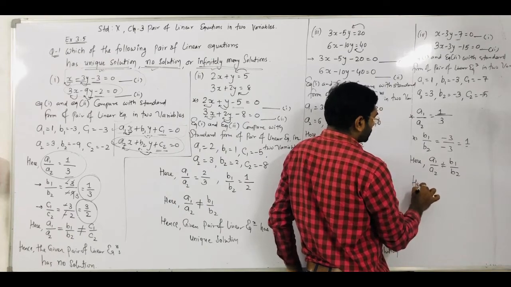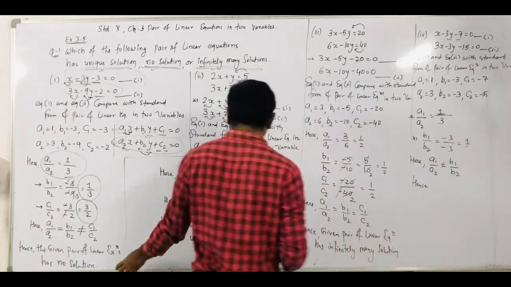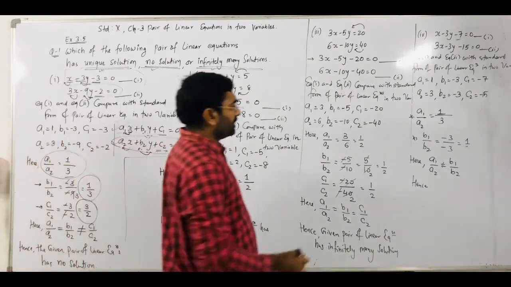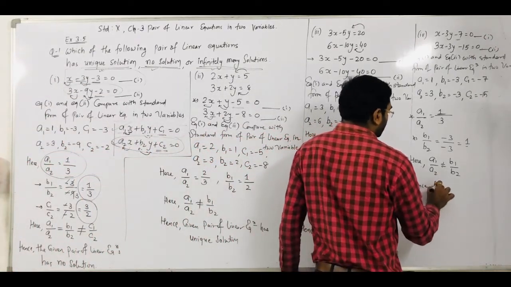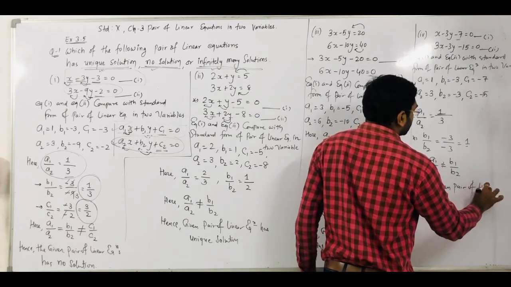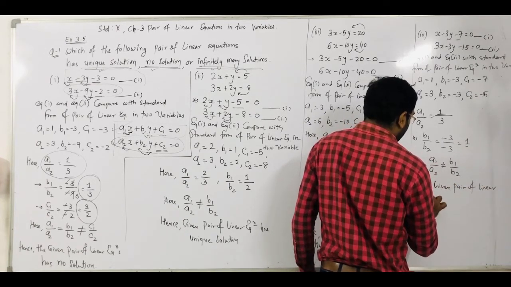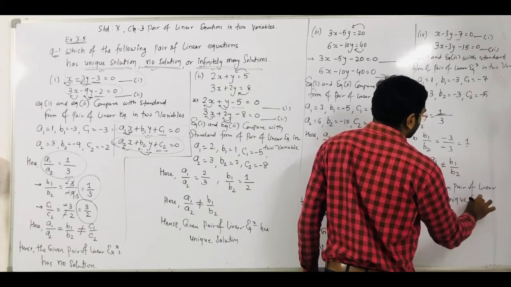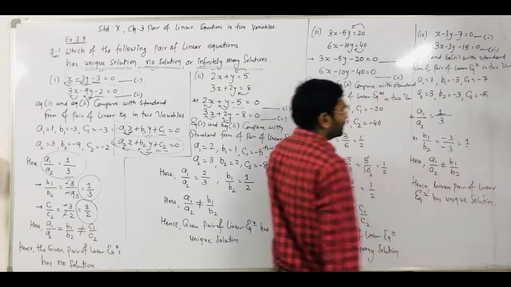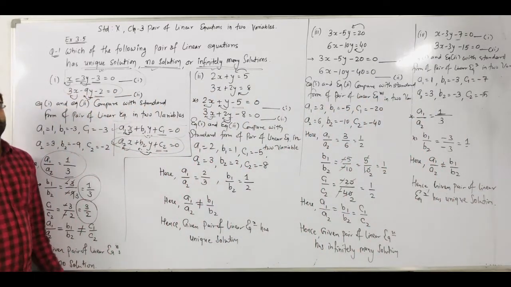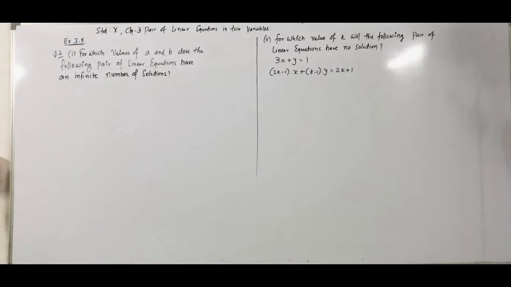Hence, which type of solution can we represent here? It is a unique solution, right? Hence, the given pair of linear equations has a unique solution, right? So that way we can determine the type of solution of a given pair of linear equations.